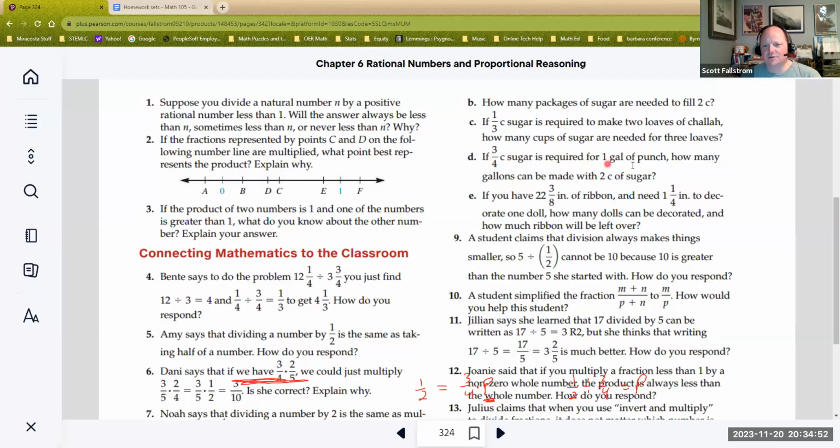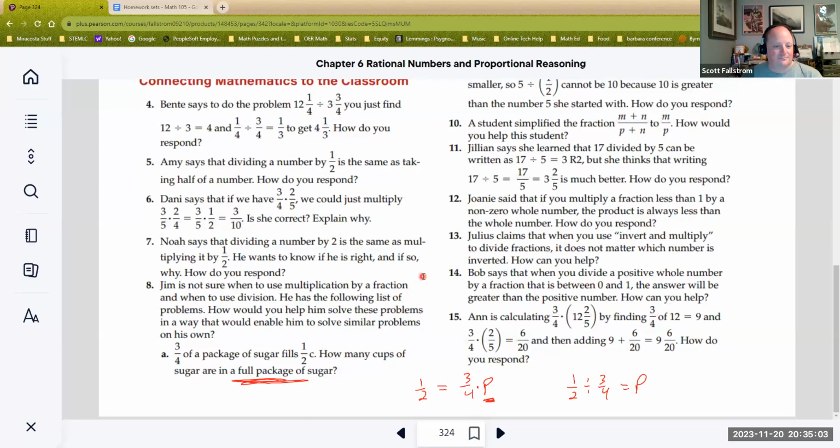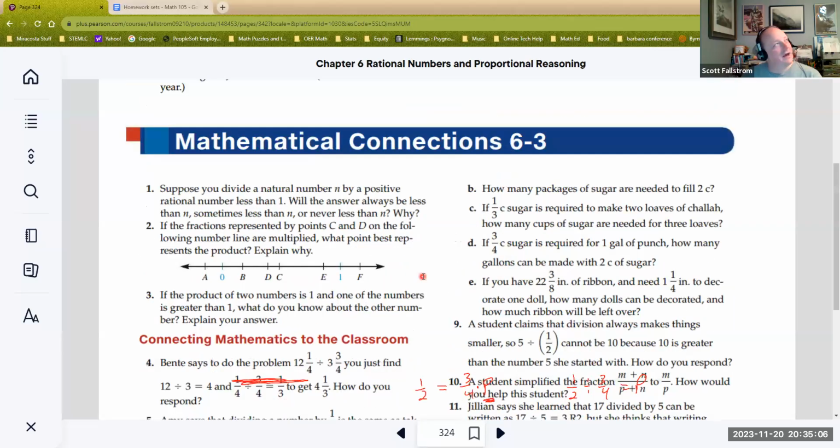Let's see here. 3/4 cup of sugar is required for 1 gallon of punch. How many gallons can be made with 2 cups of sugar? Again, I don't know that I would say that any one of these was really multiplication or division, because what we're doing is scaling up in such a way that we're not doing pure division to get there. So E, if you have 22 3/8 inches of ribbon, you need 1 1/4 inches to decorate 1 doll. How many dolls can be decorated? Oh, hallelujah. Repeated subtraction. This is definitely a fraction division problem right here.